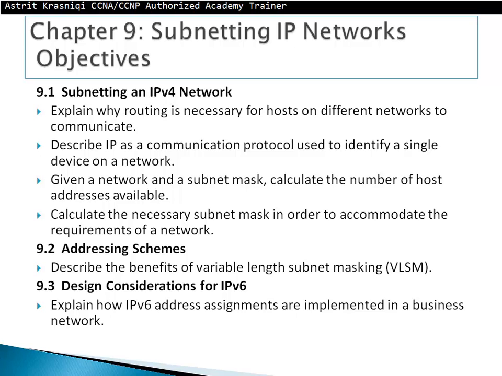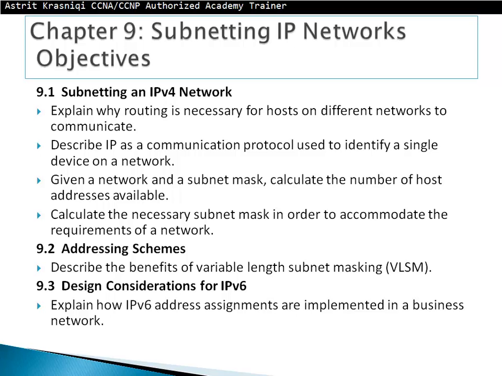In this section we explain why routing is necessary for hosts on different networks to communicate. And then we describe IP as a communication protocol used to identify a single device on a network. Then, given a network and a subnet mask, we need to calculate the number of host addresses available. And then we have to calculate the necessary subnet mask in order to accommodate the requirements of a network.